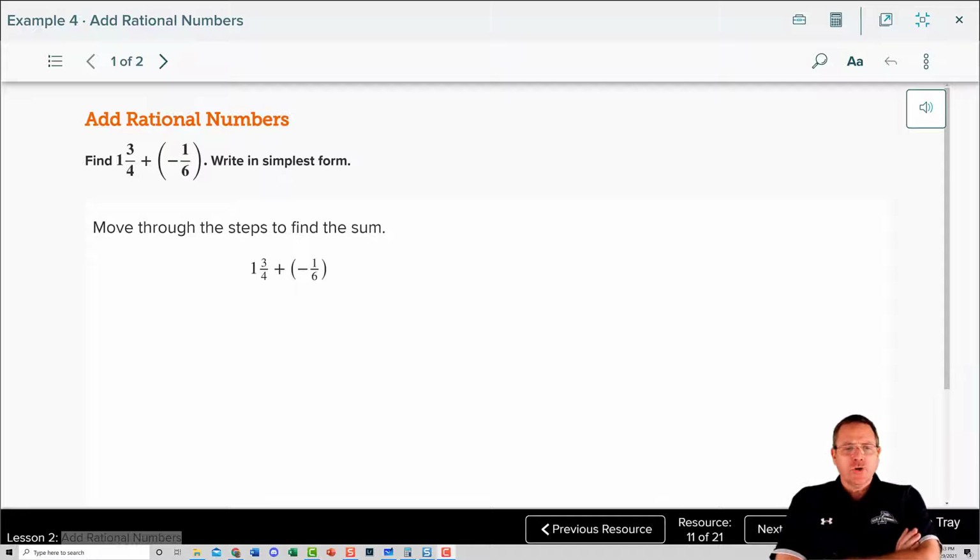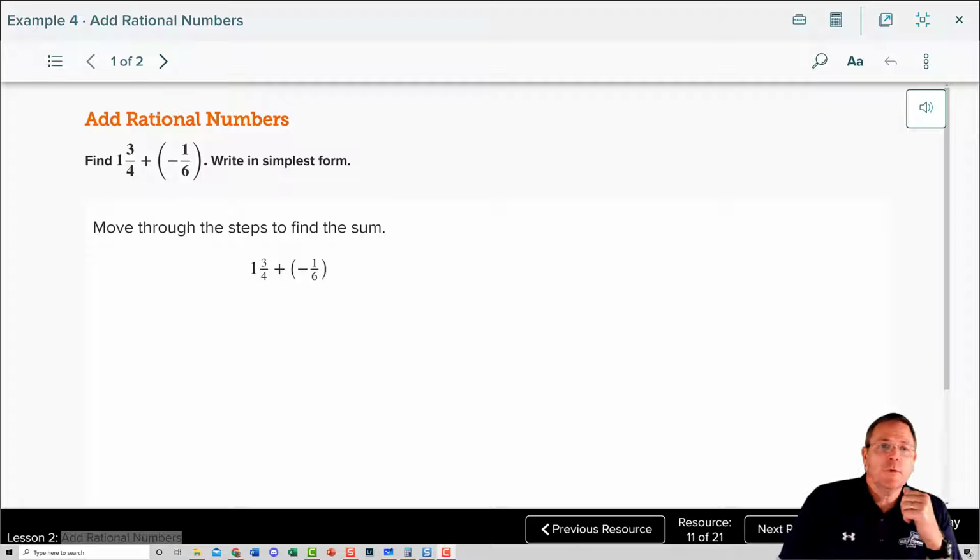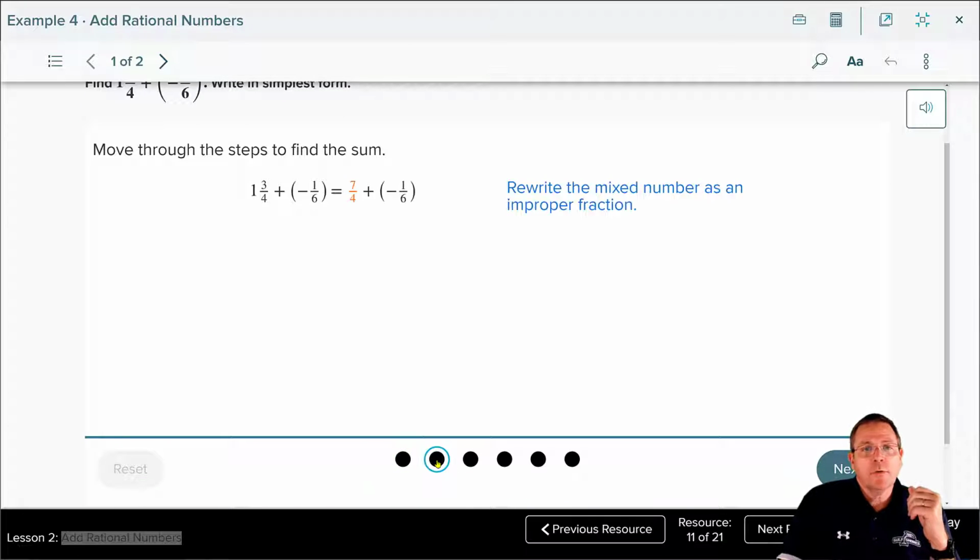Welcome back to part 2 of chapter 4, lesson 2, adding rational numbers. We're picking up off of the resource that says example 4, add rational numbers, where they've given us a mixed number, 1 3/4, plus a negative fraction, 1/6. We're going to move through the steps of this instruction, and you're going to find they're very similar to what we've done before. First thing they're going to want you to do is change that 1 3/4 into an improper fraction, which is going to give you 7/4.